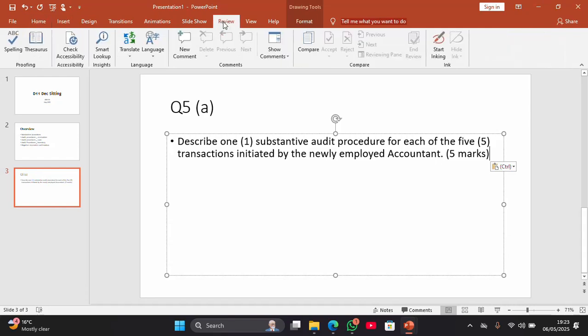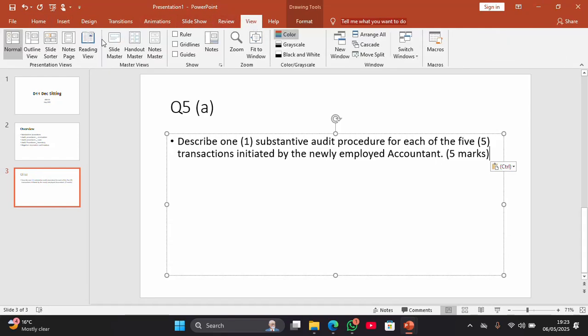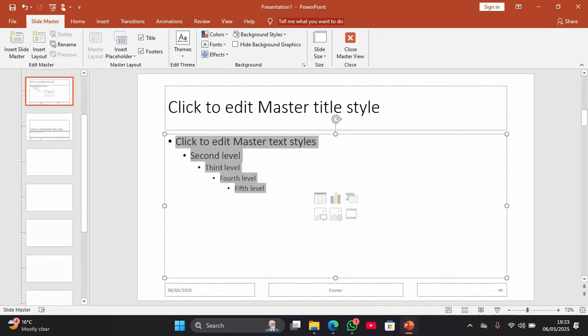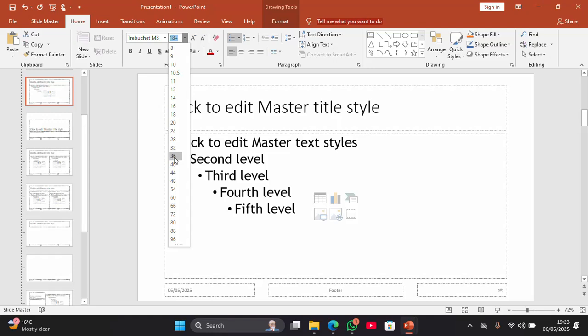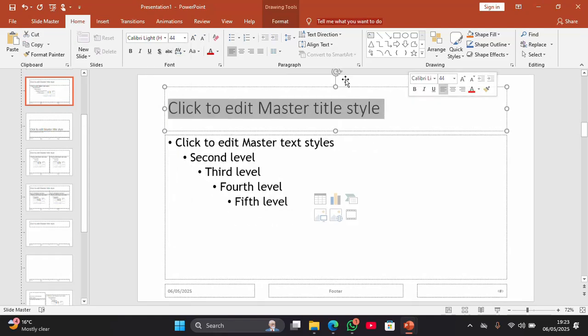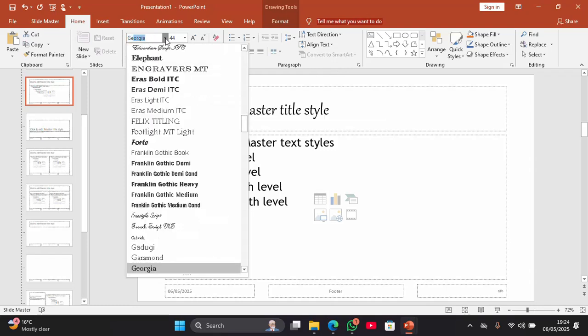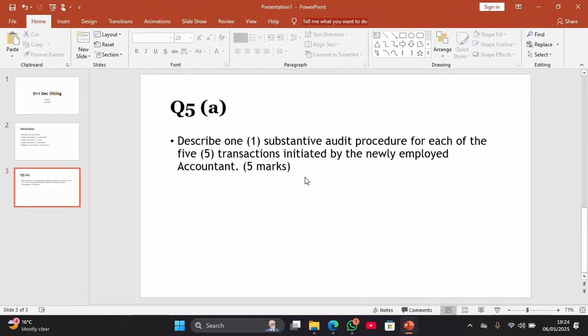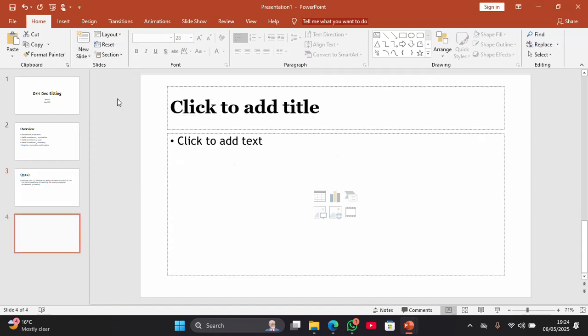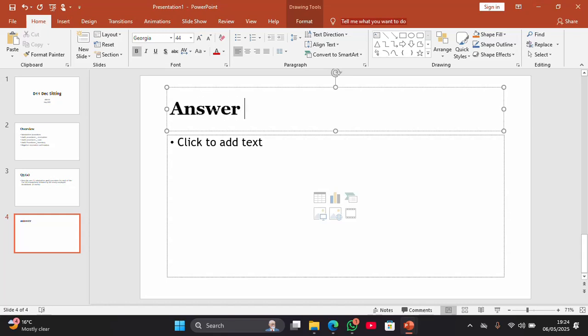Yes. So I had a challenge with this. I need to just modify it a bit. I like to use certain fonts, so let's modify that. You can see what is going on here. Describe one substantive audit procedure for each of the 5 transactions initiated. So one, and the examiner was quite specific. So we are going to answer this together.